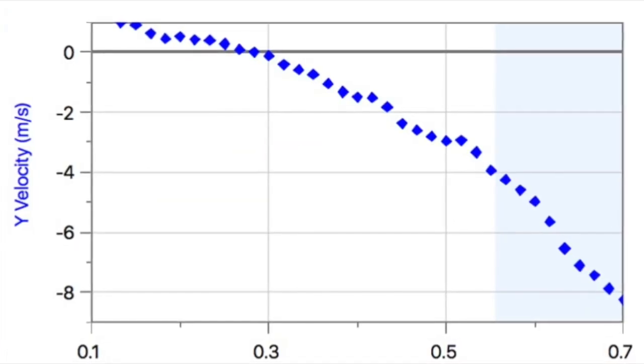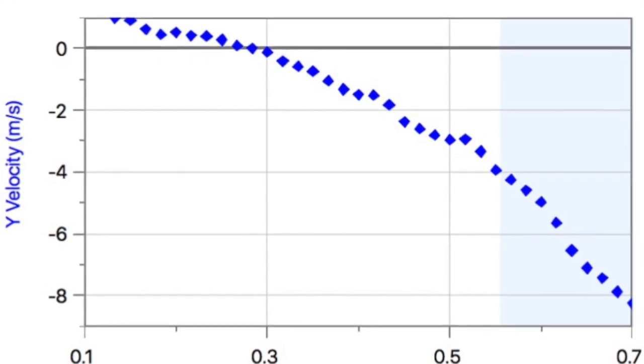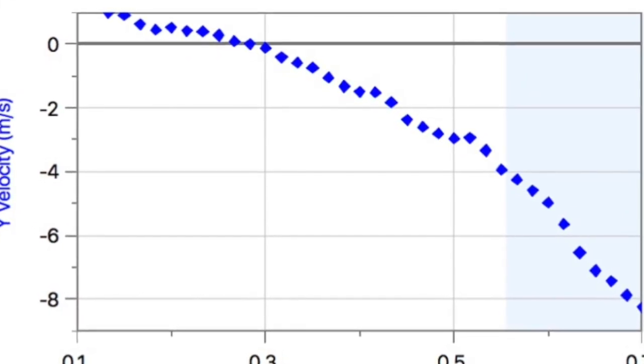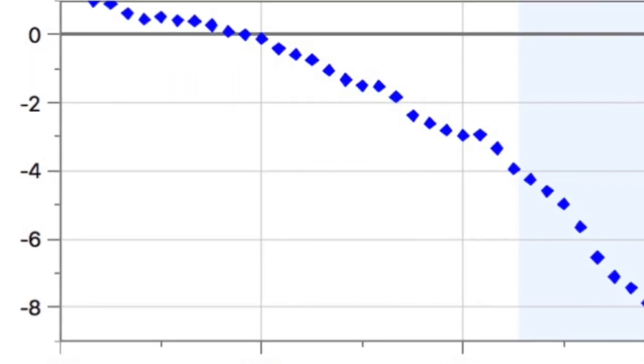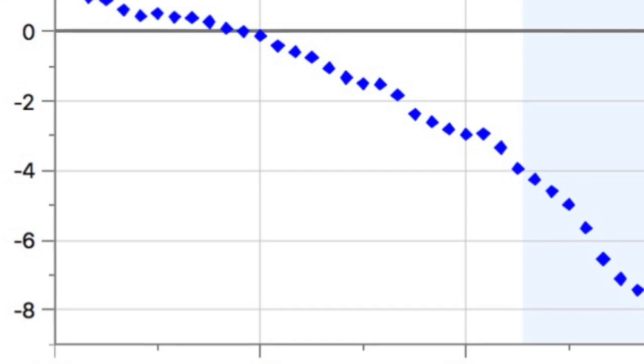Also, the average velocity of the ball is 2.7 meters per second. Just to back that up, looking at the velocity time graph, it shows that the velocity of the ball is increasing.